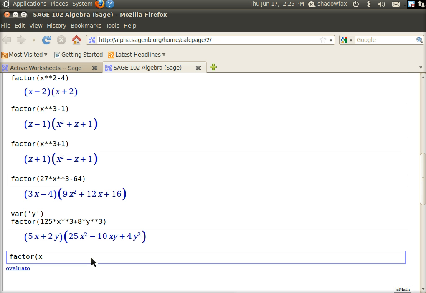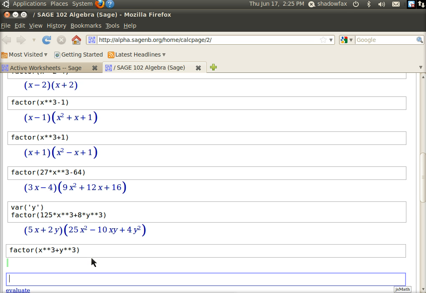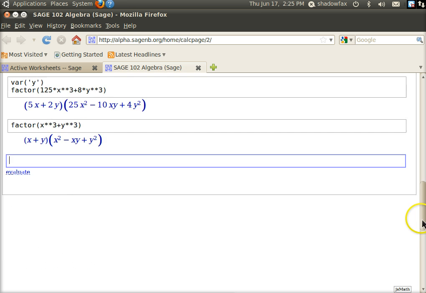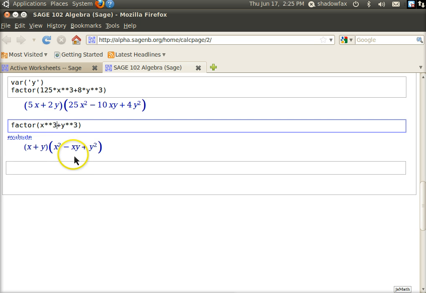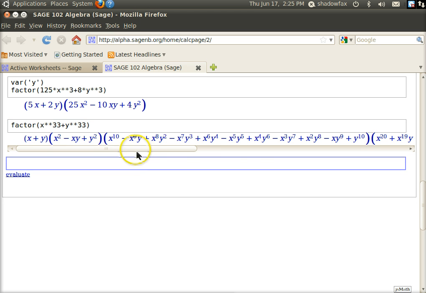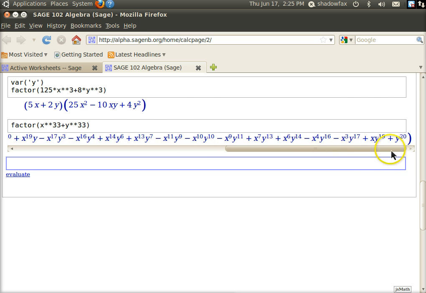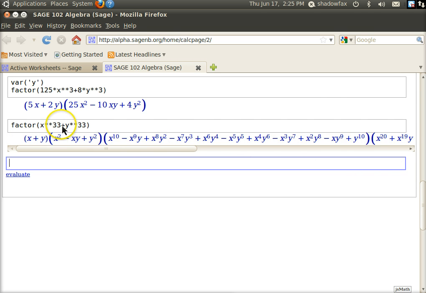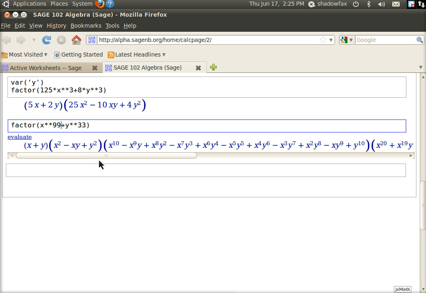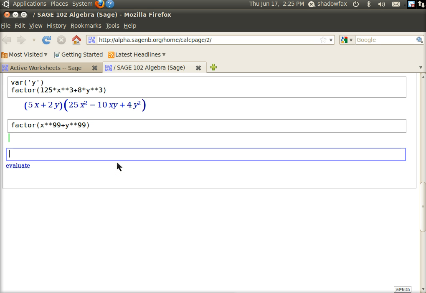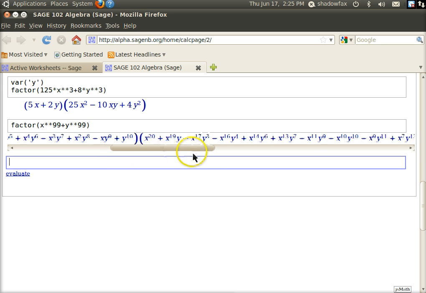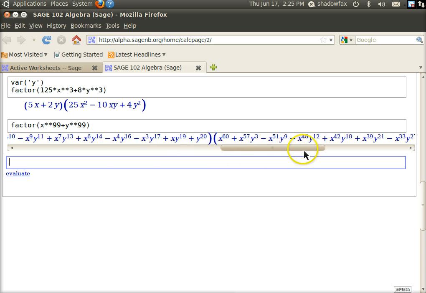x cubed plus y cubed. Well, first of all, is it still defining the y? I think so, yes. Okay. Then let's go nuts. How about to the 33rd? Whoa, look at that. That's crazy. How about to the 99th? Oh, it's working. Wow, look at this symbolic algebra this thing can do. This is a computer algebra system at work.